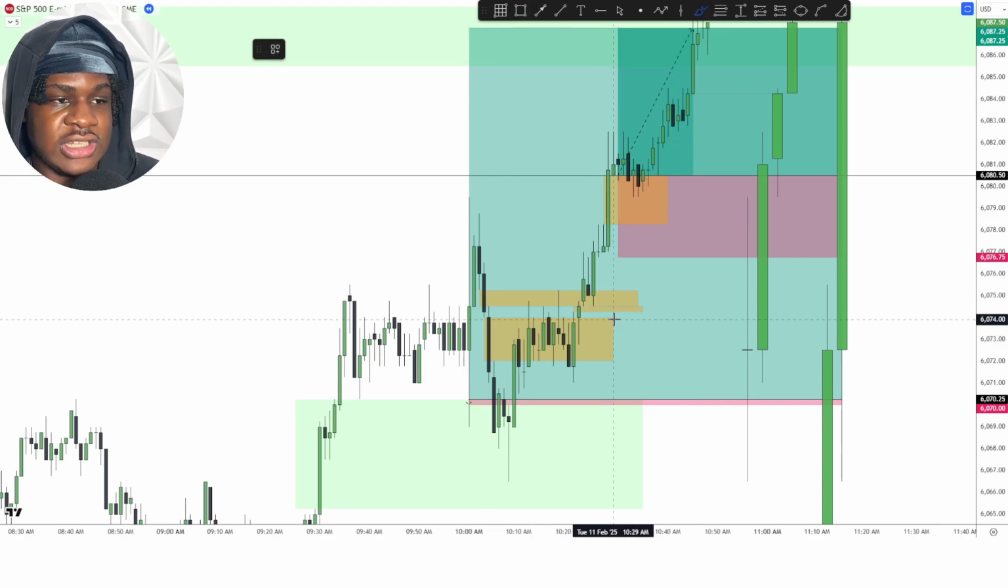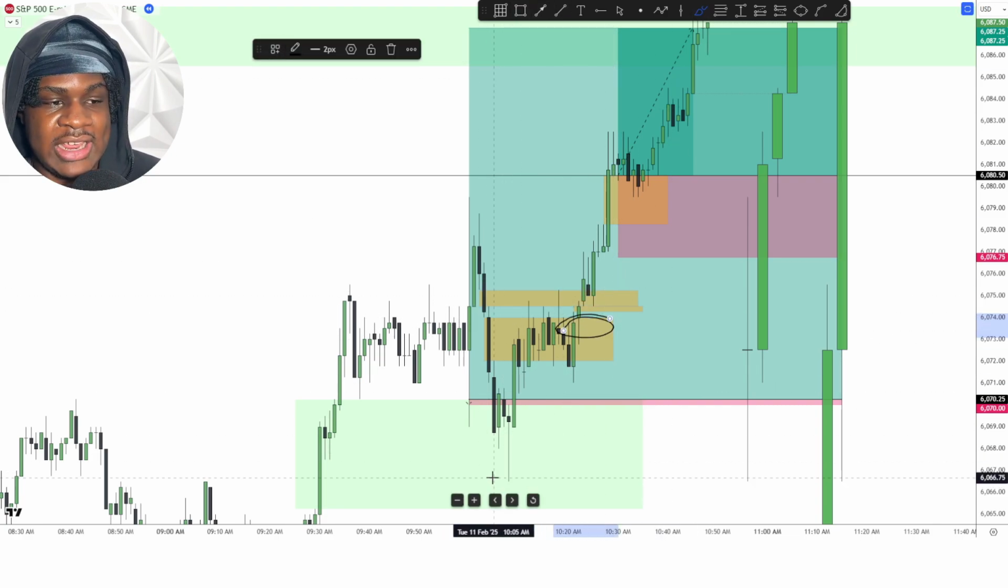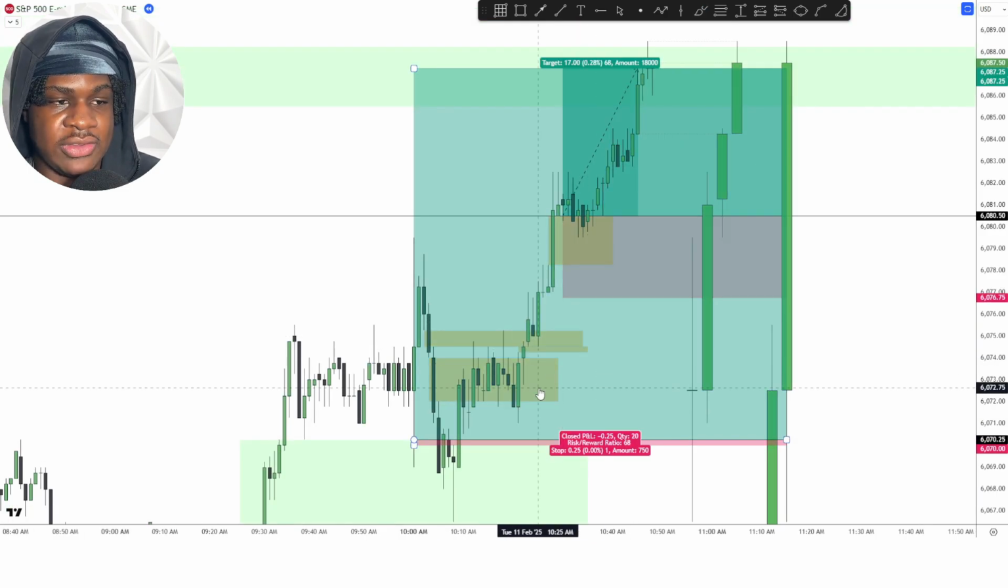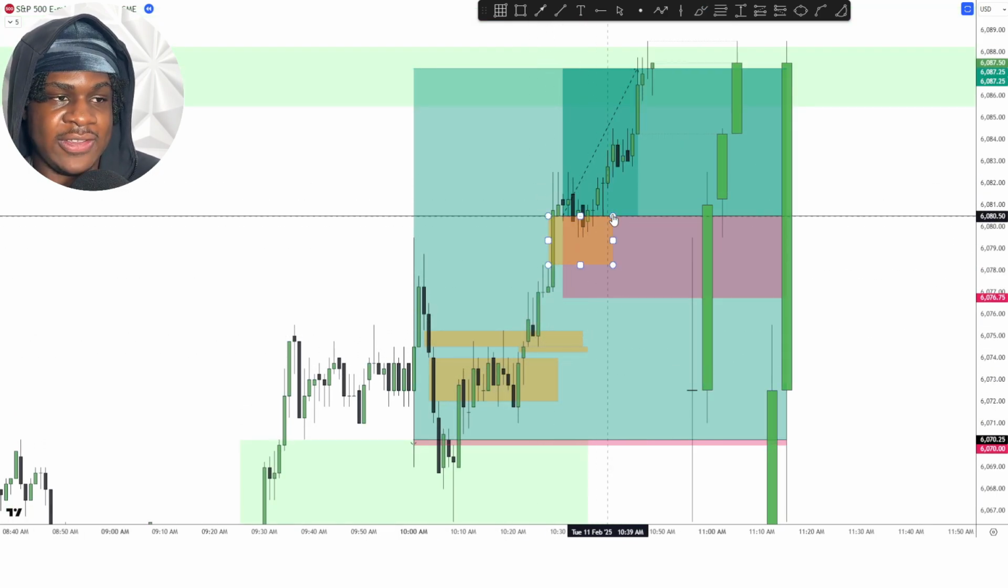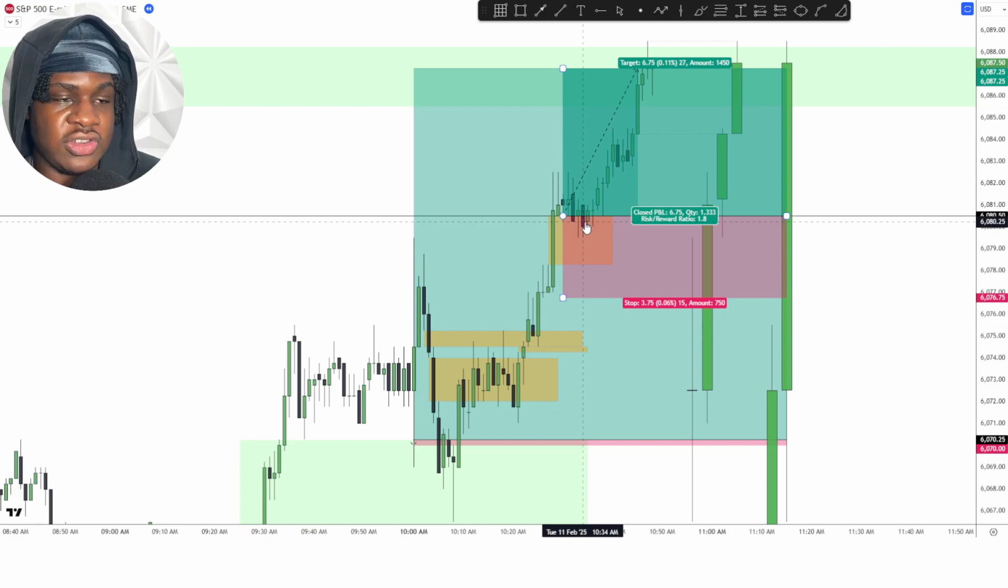Just chose to get this inversion level because it gave me a better risk to reward. Even though I missed this inversion at this low here, I still ended up getting this fair value gap trade right here within the third leg.